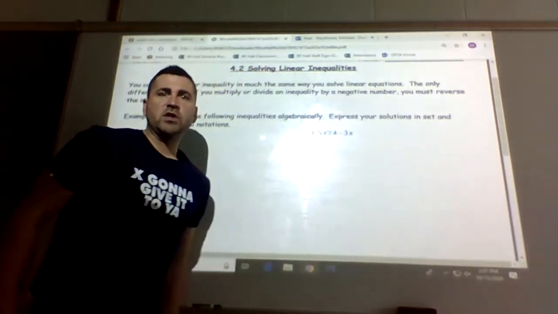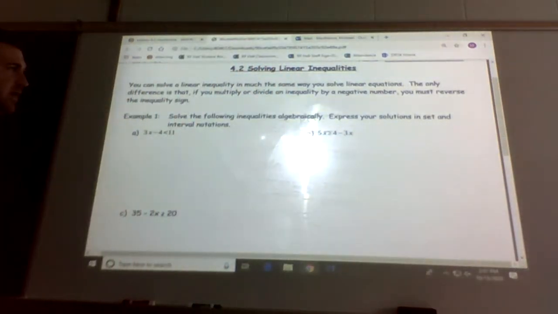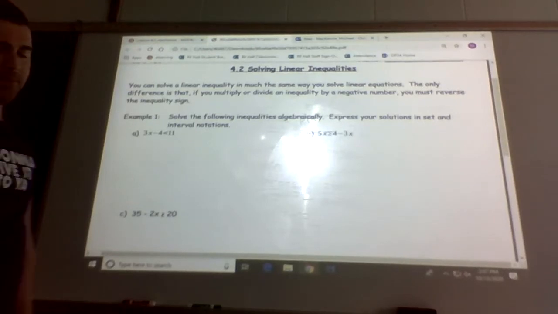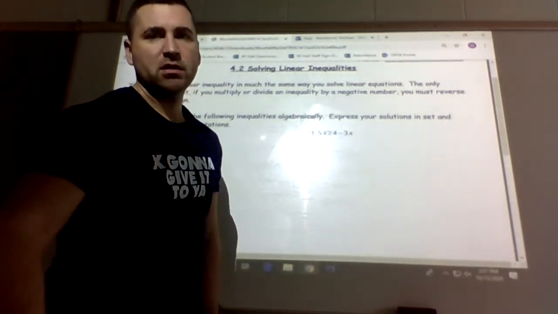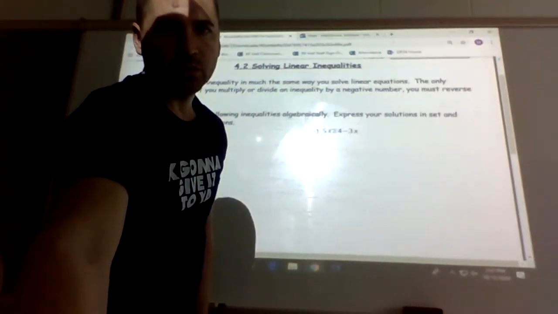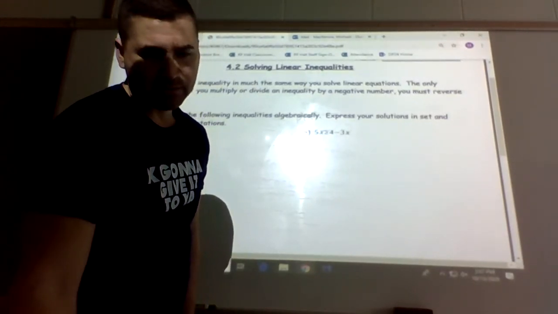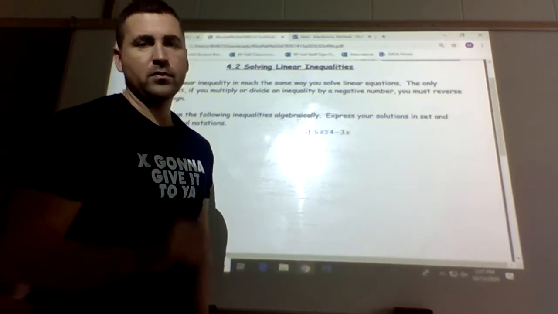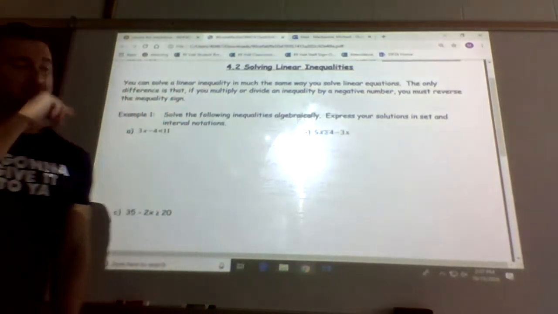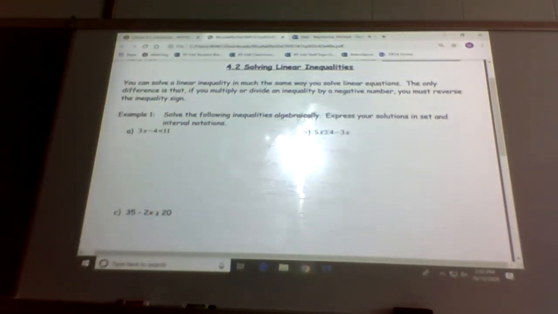Okay, 4.2, solving linear inequalities. So we kind of go off kind of sideways for a little bit with regards to our factoring parts. That'll come back into play in 4.3.